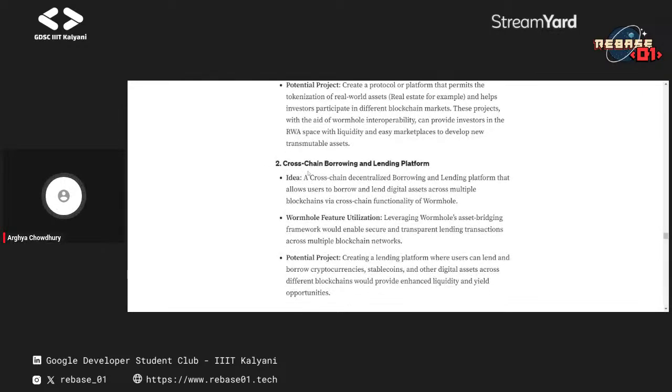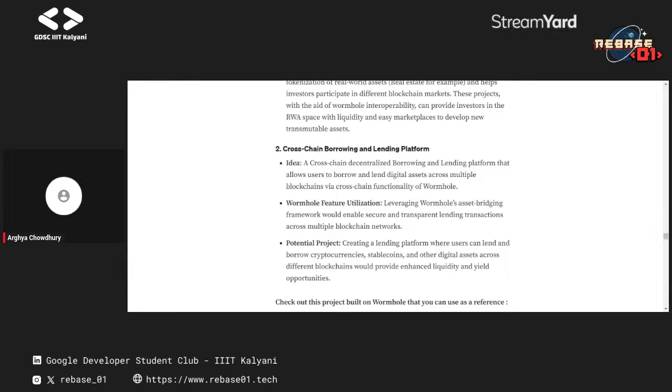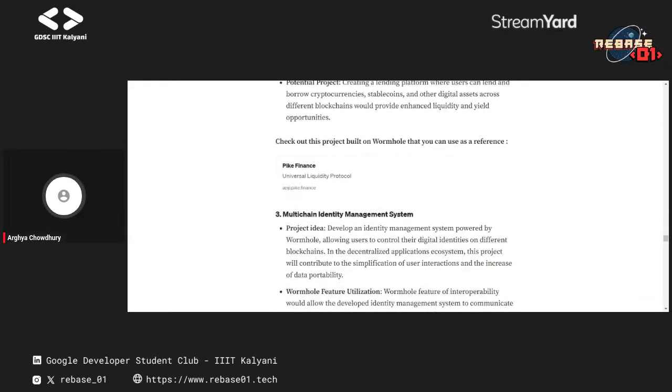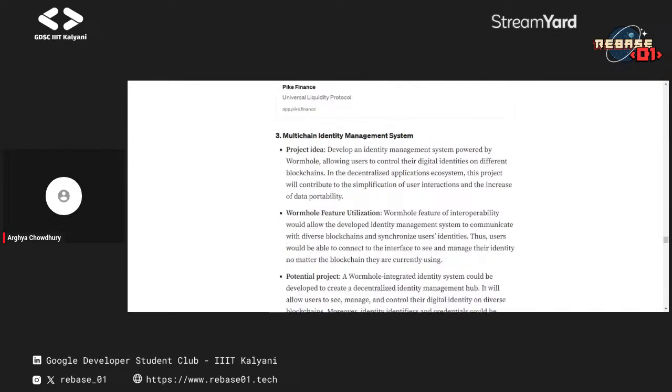Also for a cross-chain borrowing and lending platform, this is one of the most basic use cases, I would say. Many of the projects that are initially beginning actually do this stuff, like borrowing and lending platforms. So you can definitely work on this. And Pika Finance is one of the references. It's built on Wormhole and it provides universal liquidity.